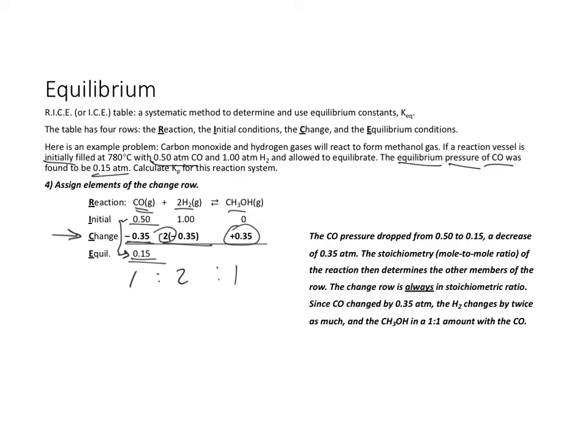Because the stoichiometry of the reaction is 1 mole of CO reacts with 2 moles of H2 to make 1 mole of methanol, whatever change CO undergoes, H2 undergoes twice as much because the ratio is 2 H2 to 1 CO. Whatever change CO undergoes, CH3OH, methanol, undergoes the same change because it's a 1 to 1 mole ratio.